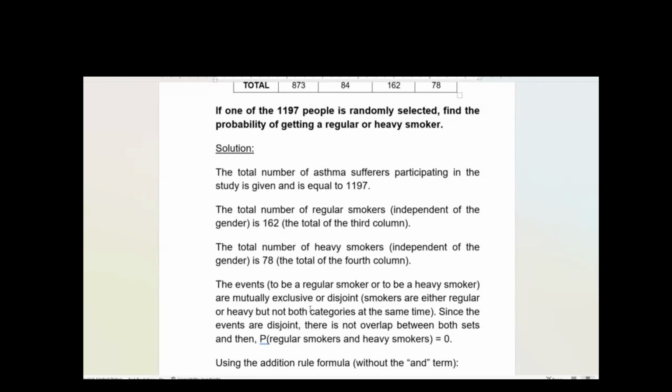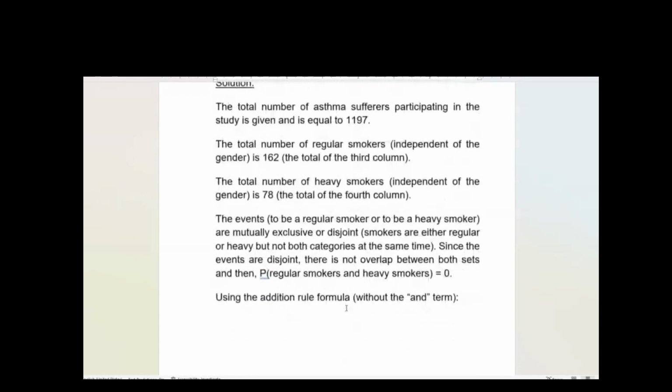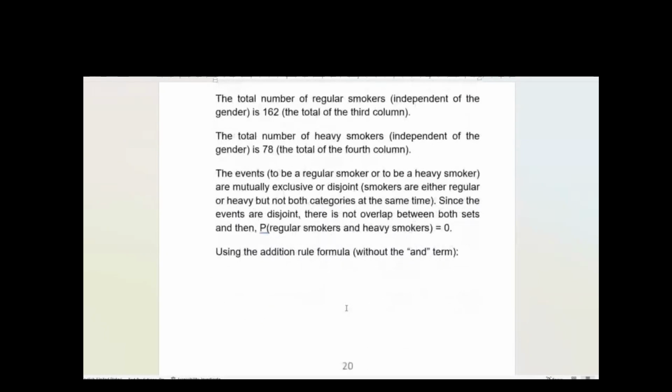The number of regular smokers, regardless of the sex or gender of the person, is 162. The number of heavy smokers, independently of the gender, is 78. So the events of being a regular smoker or a heavy smoker are mutually exclusive, or disjoint, because the smoker has to be either regular or heavy, but cannot be both categories at the same time.